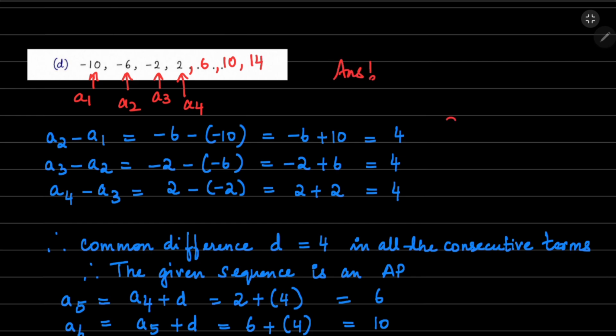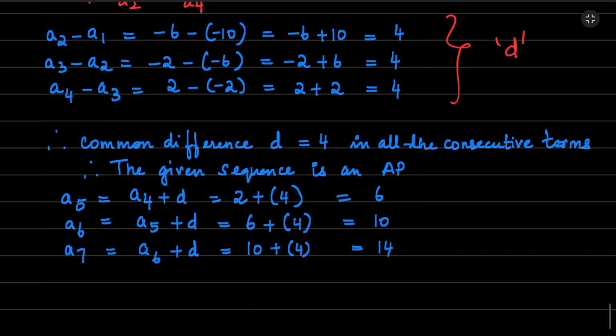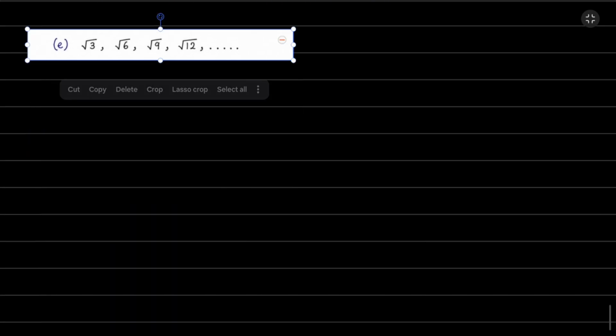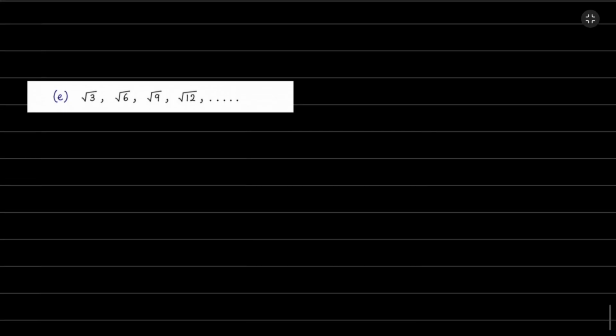So very easy. Just calculate your common difference, and if it is equal, then it is an AP. Then the given sequence of numbers will make an AP, and if it is an AP, you can calculate any term. Let's move on to the next question. Root 3. So we'll do it the same way. Let's calculate. So this is your A1, A2, A3 and A4.